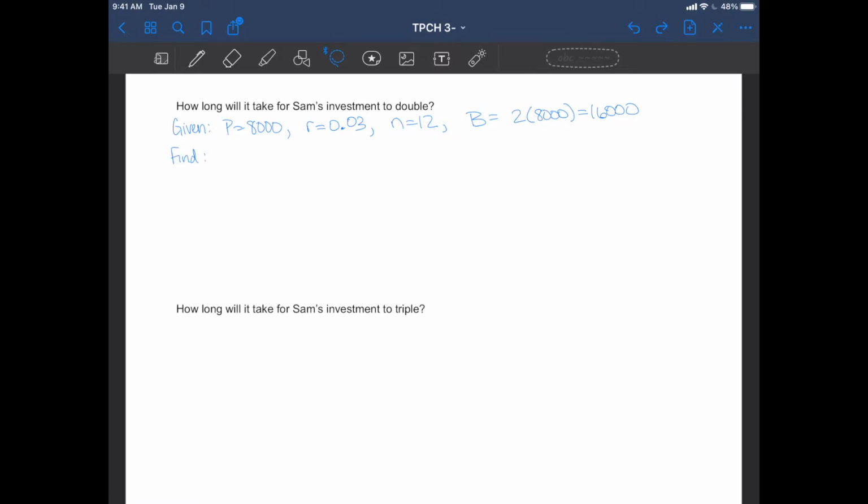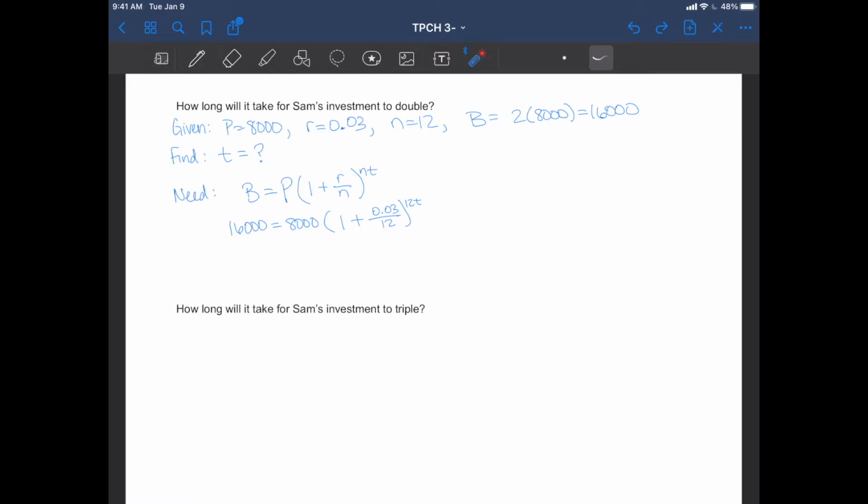And we are being asked to find the time. It says, how long will it take? That means we don't know the time. And so that's what we have to find. So what do we need? We need this formula. We're going to plug in everything that we know. And so notice that t is in the exponent position. How do I get this out of the exponent? Well, there's only one function that will allow me to do that, and that's going to be logarithms.